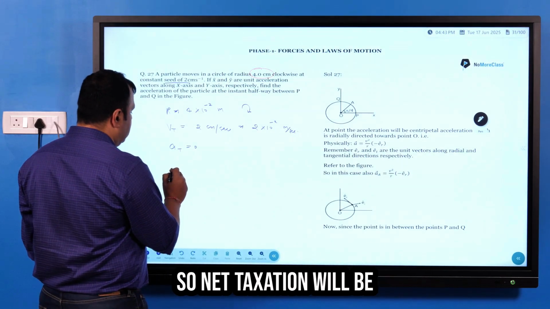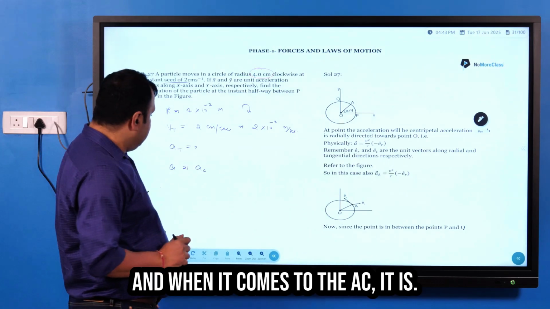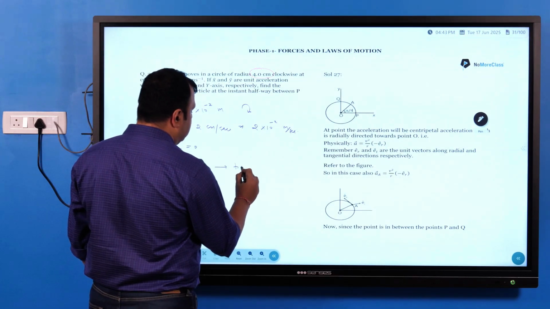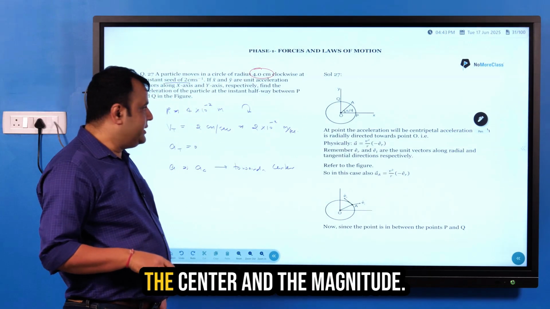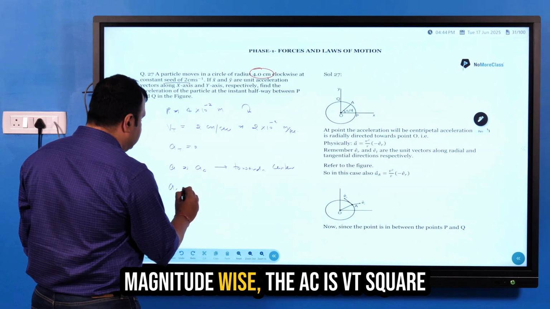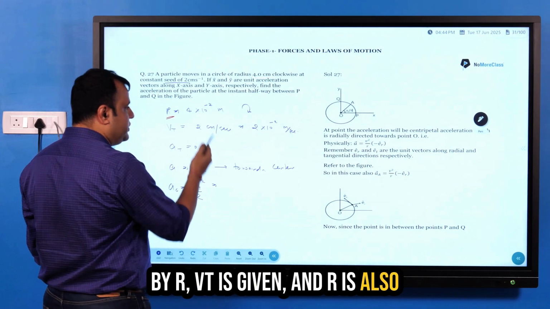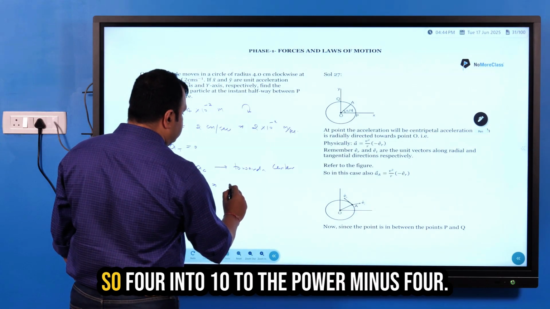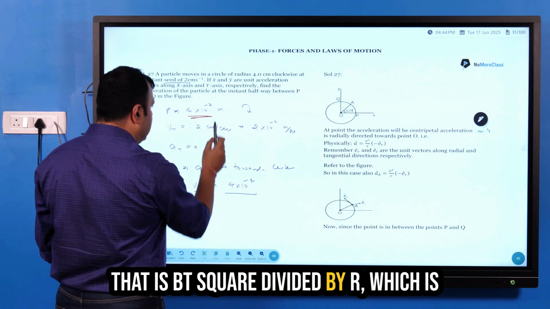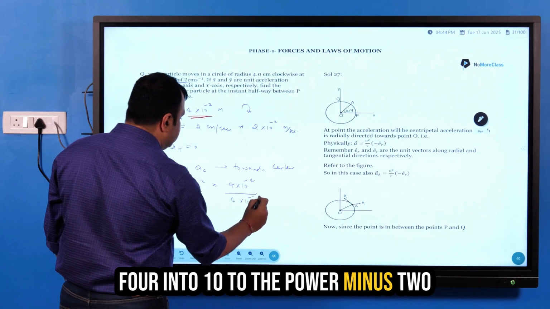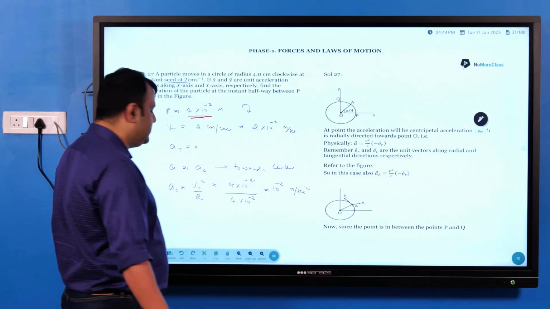So net acceleration will be equals to AC only in this case. And when it comes to the AC, it is towards center. So direction of AC is always towards the center, and the magnitude wise, the AC is Vt square by R. Vt is given and R is also given, so you can always go for it. So 4 into 10 to the power minus 4, that is Vt square, divided by R, which is 4 into 10 to the power minus 2. That comes out to be 10 to the power minus 2 meter per second square. That's the acceleration.